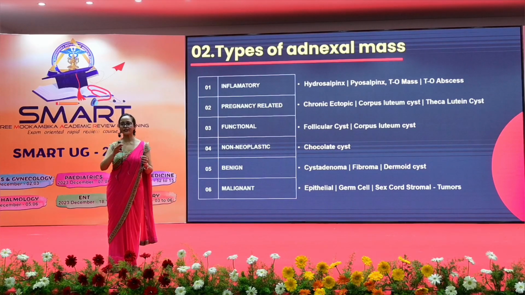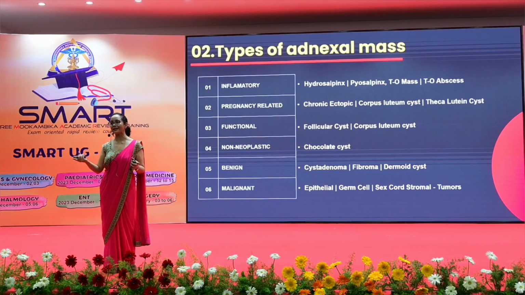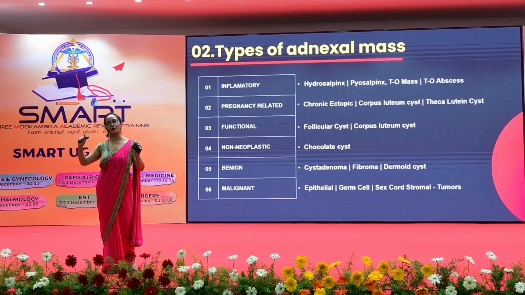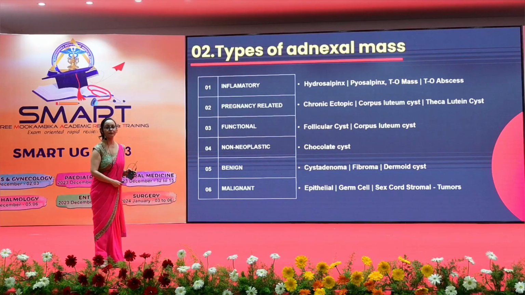Then these macrophages start dying off. Then the infection starts settling down. The fluid which is pooled inside doesn't go away in totality. Why? Because the tube is blocked at both its ends. So this is how hydrosalpinx and pyosalpinx are formed.